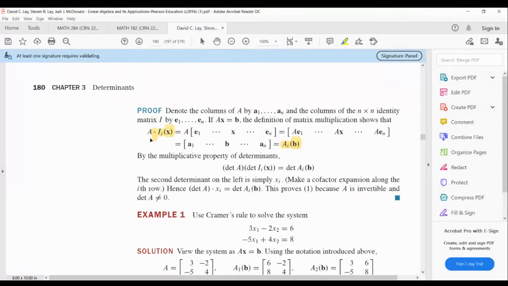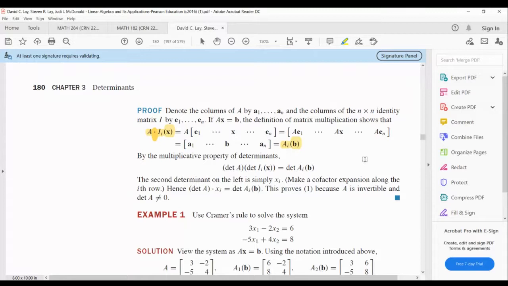Okay, so A times that matrix I_i(x), that's not the identity matrix exactly. It's not the identity matrix. It's A times I_i(x) equals A_i(b). But now what we do is we take the determinant of the left side and the determinant of the right side of that matrix equation. But the determinant of A times I_i(x) is just the product of the determinants. You learned that: the determinant of AB is the determinant of A times the determinant of B.